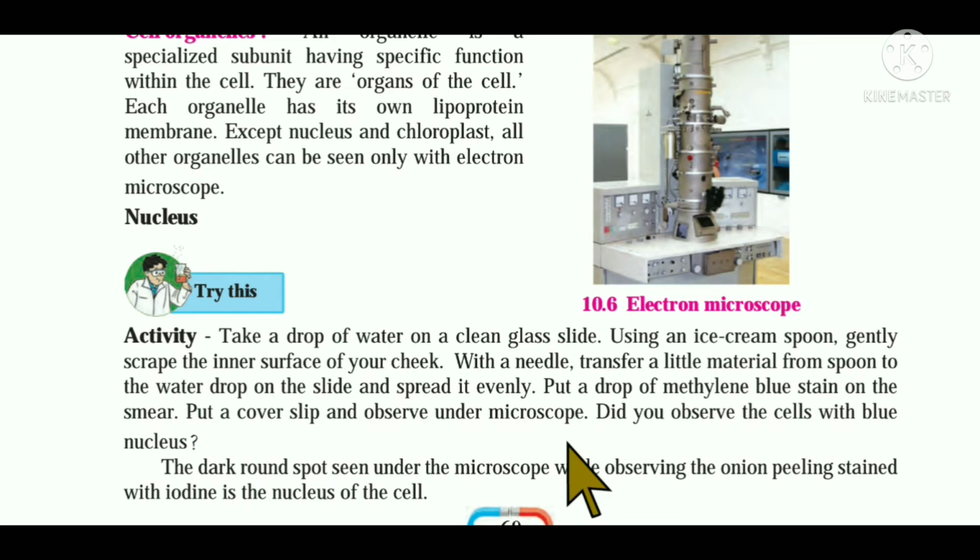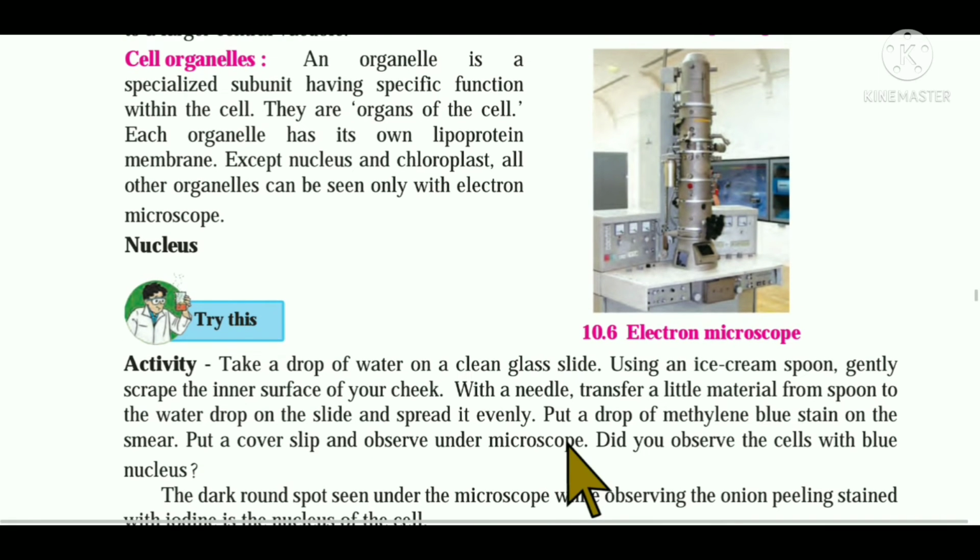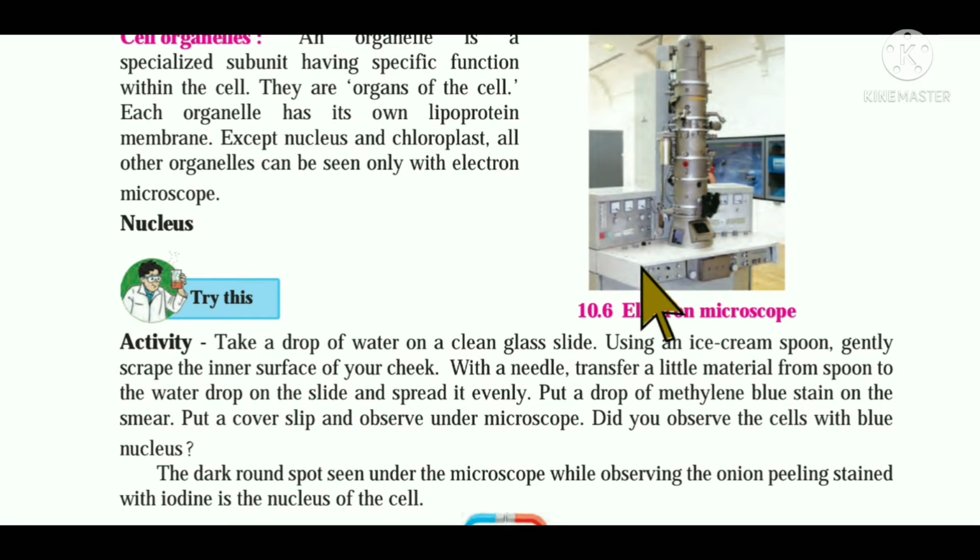Now, let us turn to the next part, the cell organelles. This is the picture of an electron microscope, the most advanced electron microscope. The different types of cell bodies which are suspended inside the cytoplasm are known as cell organelles.